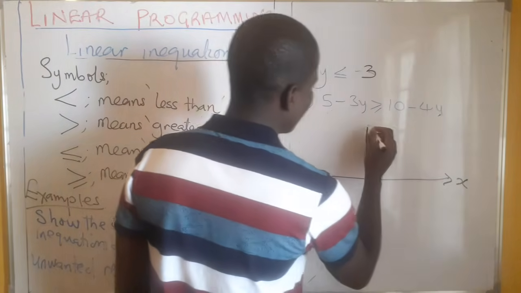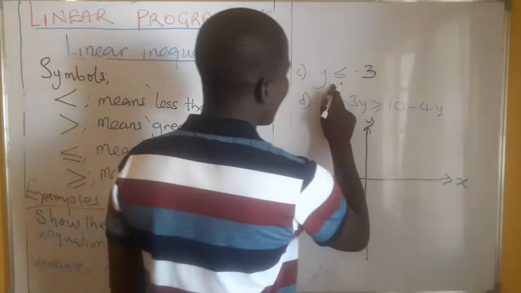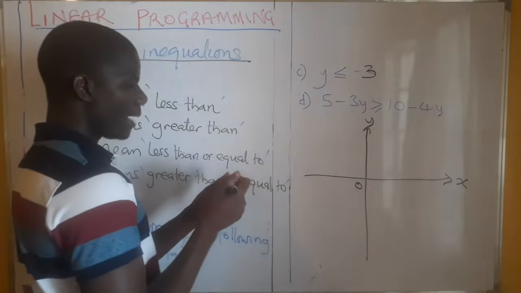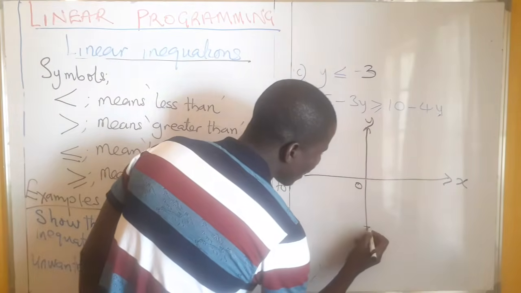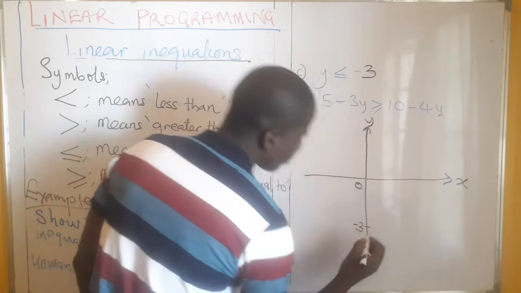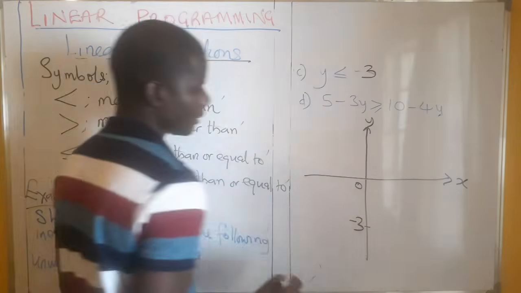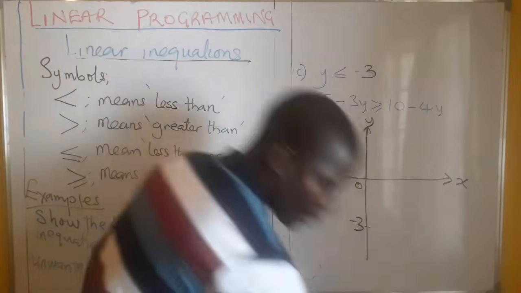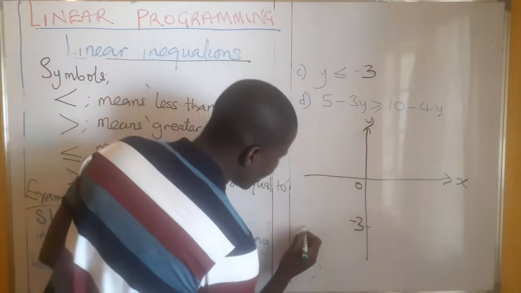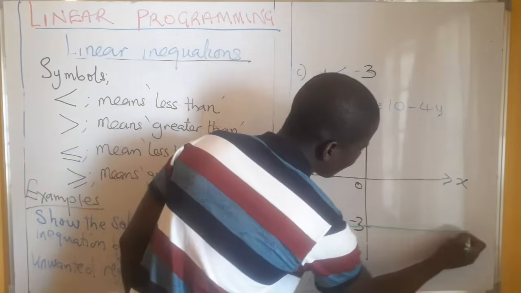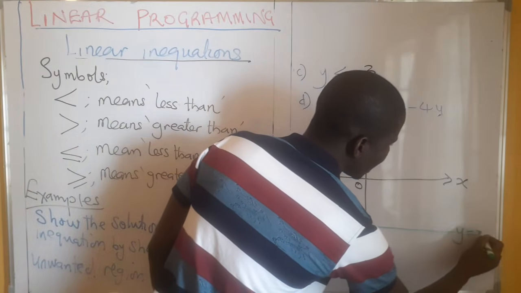My x, then my y, my origin. So y is less than or equal to negative 3. So I'll go to negative 3 on the y-axis, put negative 3 here on the y-axis. Okay? Because of this less than or equal to, we need to draw a solid line again. This line, in terms of an equation, is y equals negative 3.